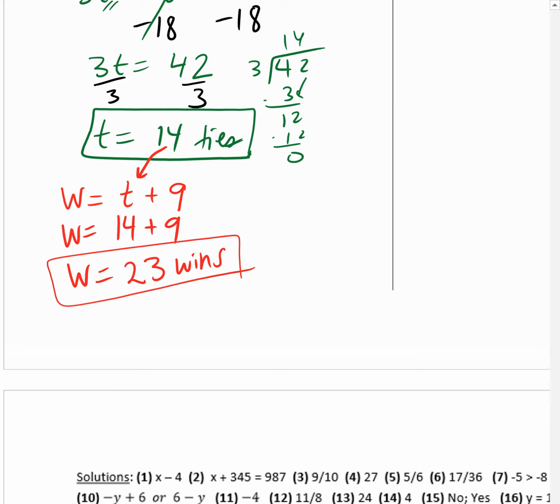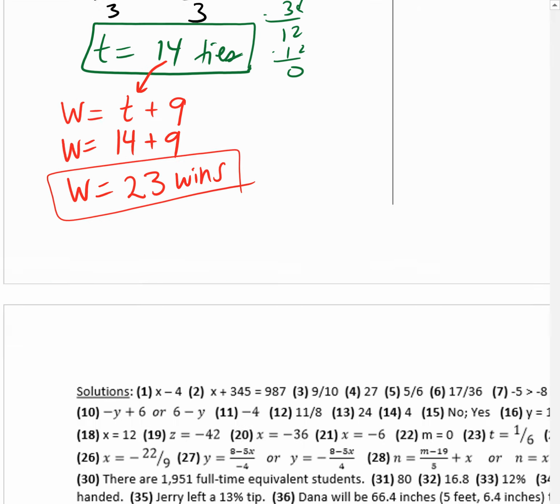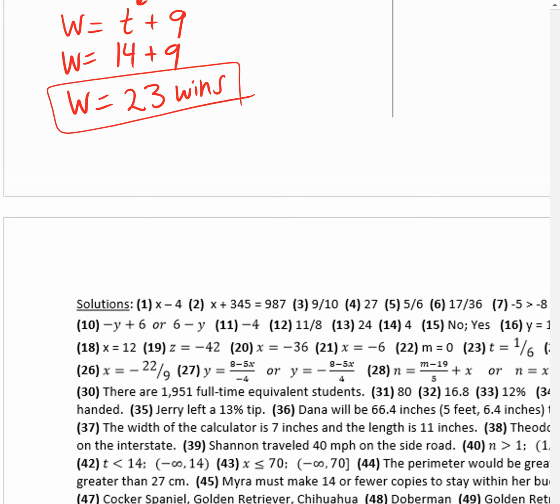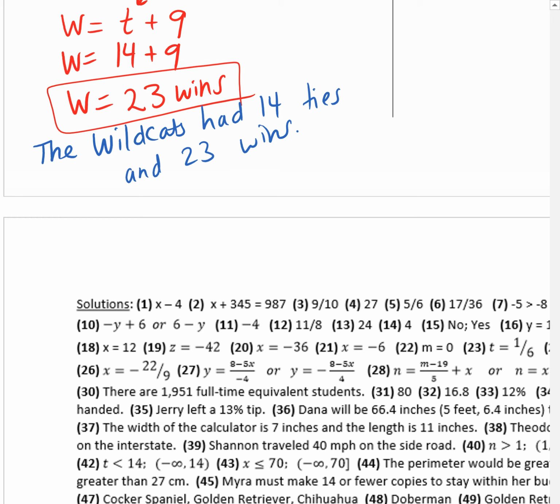And since this is a word problem, it would prompt you to make sure you write your answer in the form of a complete sentence. So I'd say something like, the Wildcats had 14 ties and 23 wins. Something to that effect.